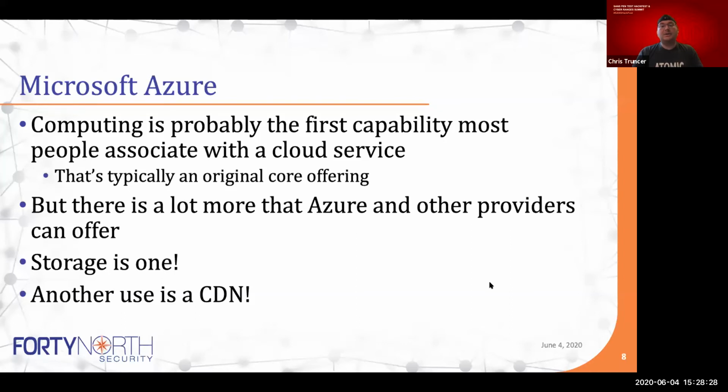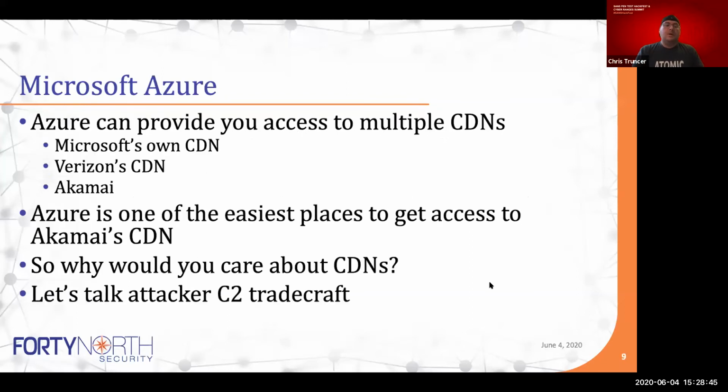Another one, which attackers and offensive security practitioners have really started diving into within the last few years, is the concept of using it as a CDN, or primarily for the capability of domain fronting. But before we get into that, how do we use different CDNs and where can we access them? Well, Azure can provide you with access to multiple CDNs, actually. So Microsoft runs their own CDN. They also have access to Verizon's CDN, which you can use to help distribute content or whatever it is you want to do legitimately. And there also is Akamai.